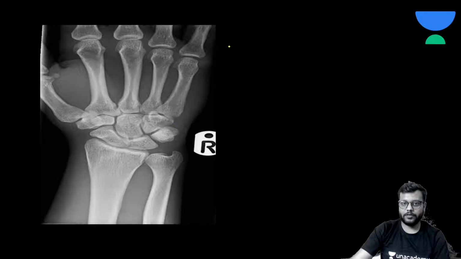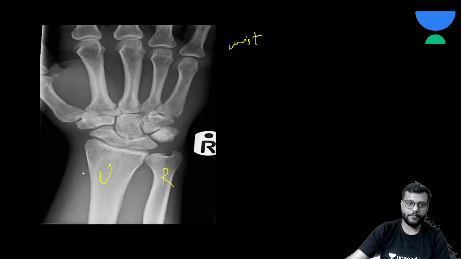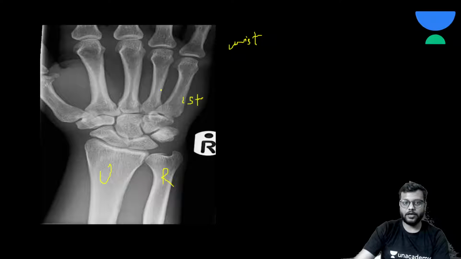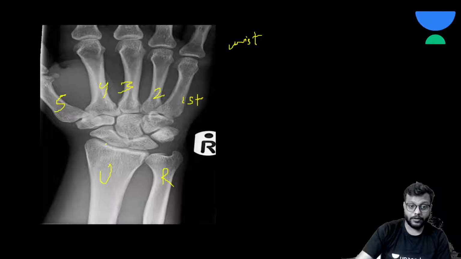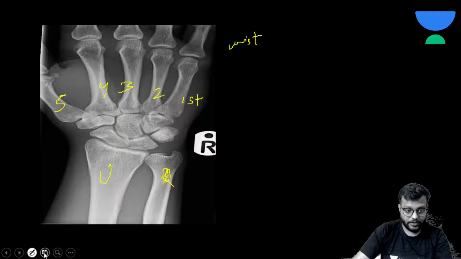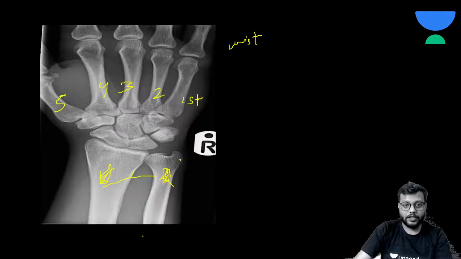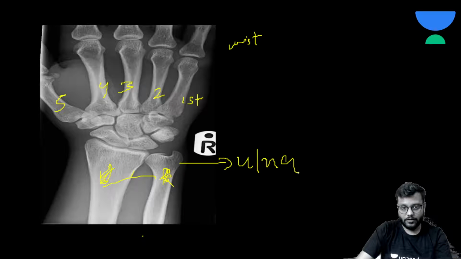Now see, this is a normal wrist joint. Okay, this is the inferior radioulnar joint and the wrist joint. This is the radius, this is the ulna. Okay, this is your first metacarpal, second, third, fourth, and fifth. No, sorry, extremely sorry, let me erase it. This is, sorry, this is your ulna. Okay, and this is your radius.